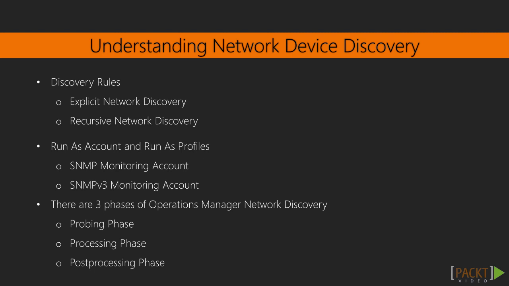Now, whenever you install Operations Manager, two Run As profiles get installed: the SNMP Monitoring Account Run As profile for SNMP version 1 and 2 monitoring, and the SNMP Version 3 Monitoring Account profile, and that's used for SNMP version 3 monitoring.